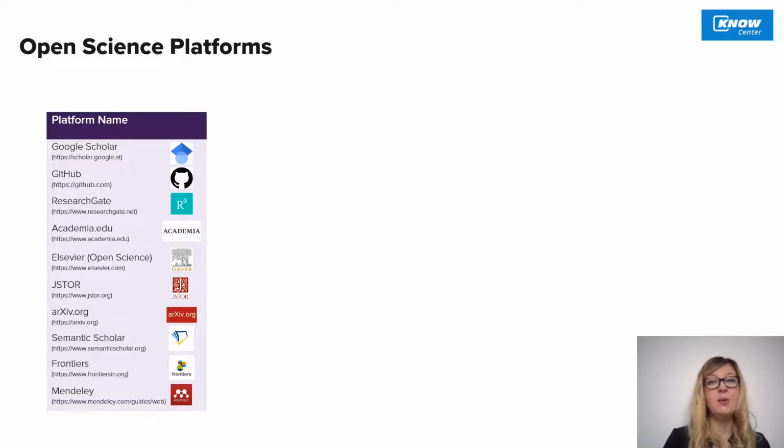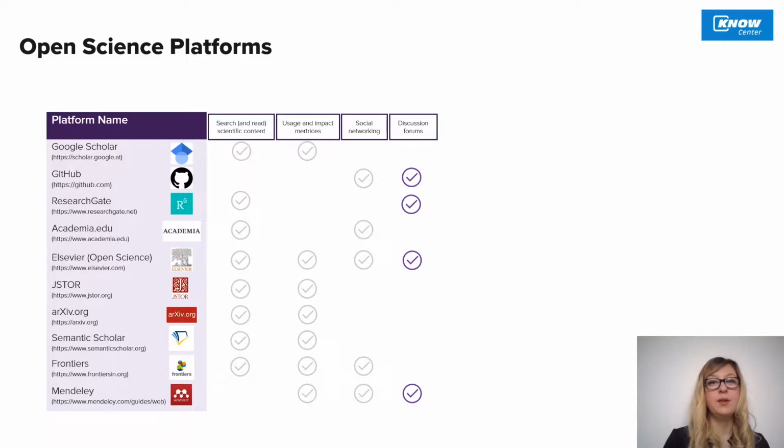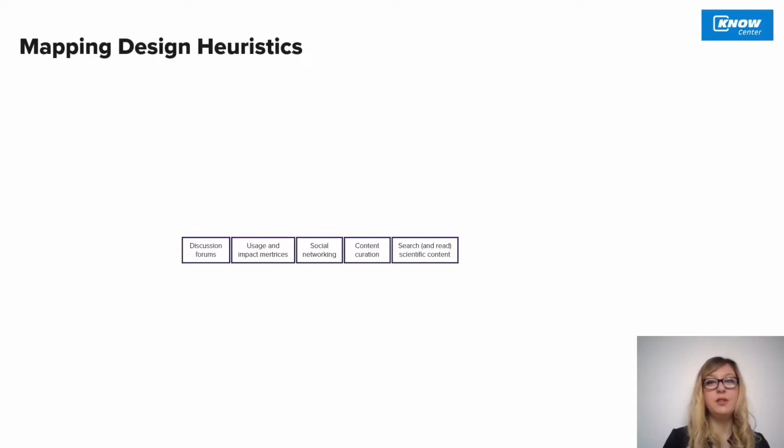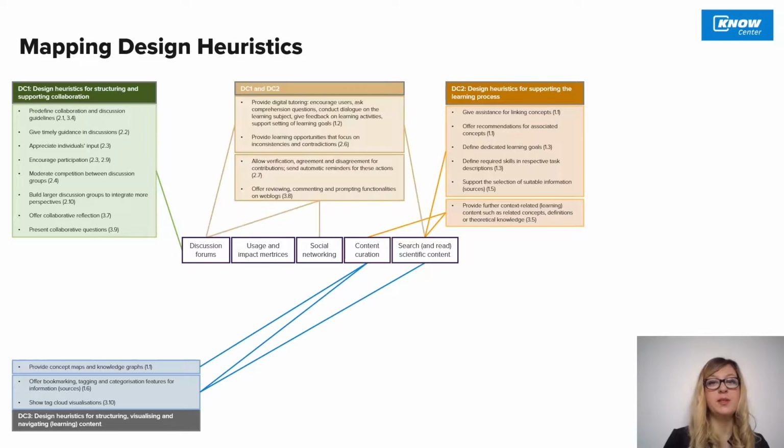For that, we identified the core components of popular open science platforms and found that most platforms have the functionality of searching and reading scientific content. Other common core components were usage and impact matrices, social networking, discussion forums, and content curation. In the next step, we took these common components and mapped the design heuristics that support knowledge construction and their categories onto these common components of open science platforms.